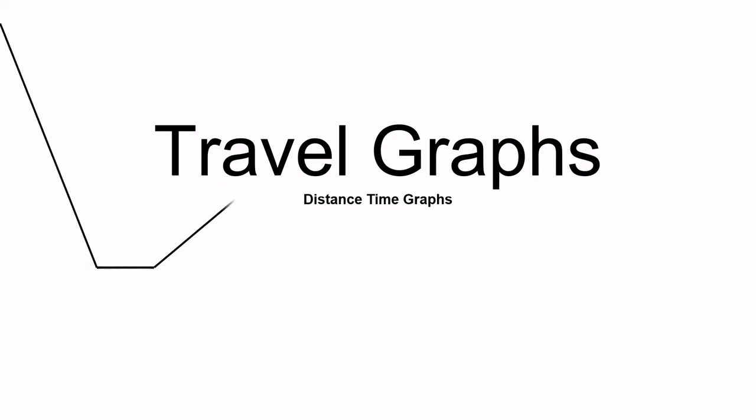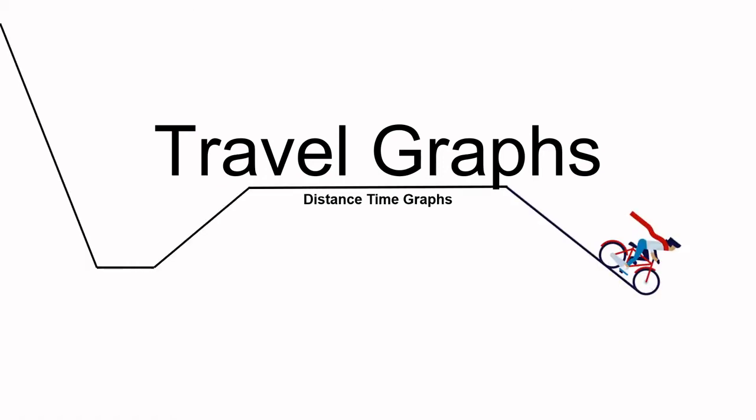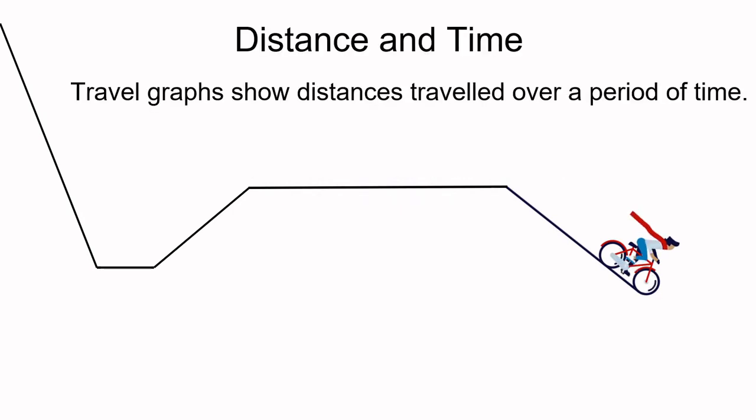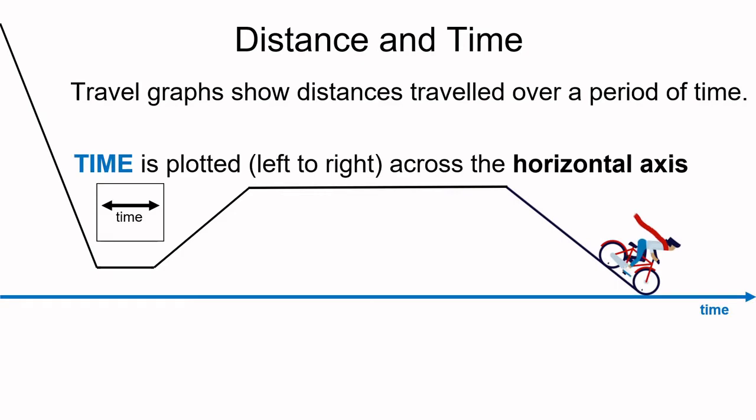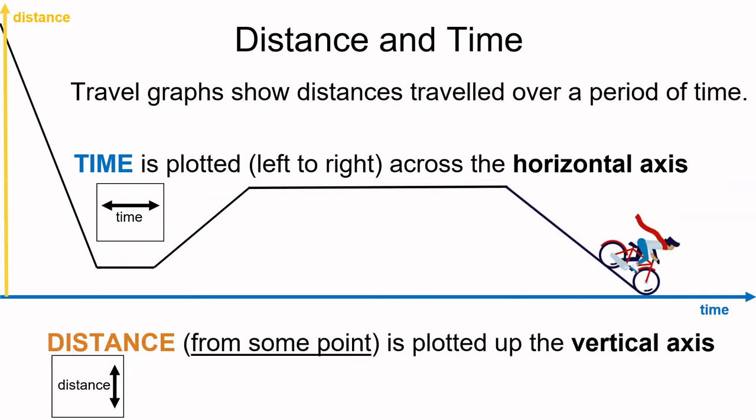My name is Miss Danielson, and today we're doing an introductory lesson to travel graphs, or distance time graphs. We sometimes call travel graphs distance time graphs because they show distances traveled over some period of time. We graph them by plotting time left to right across the horizontal axis, and distance from some given point is plotted up the vertical axis.